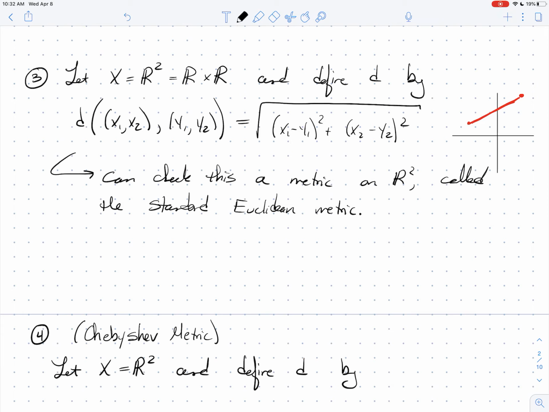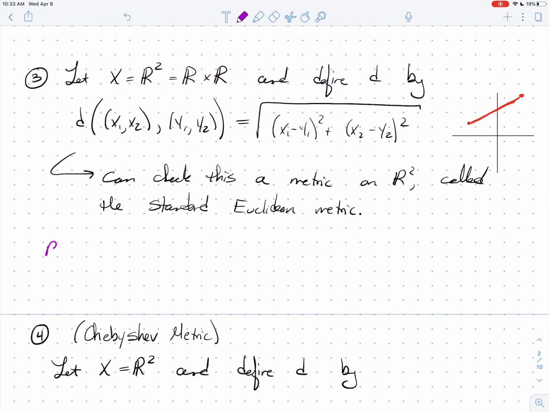So this metric generalizes. You can do this in R3. If you've had Calc 3 already, then you know we have a similar distance formula in 3 space, and you can do the same thing in 4 space or 5 space or 10 space or a billion space. This metric works in n space, and it's always called the standard Euclidean metric on Rn in general.